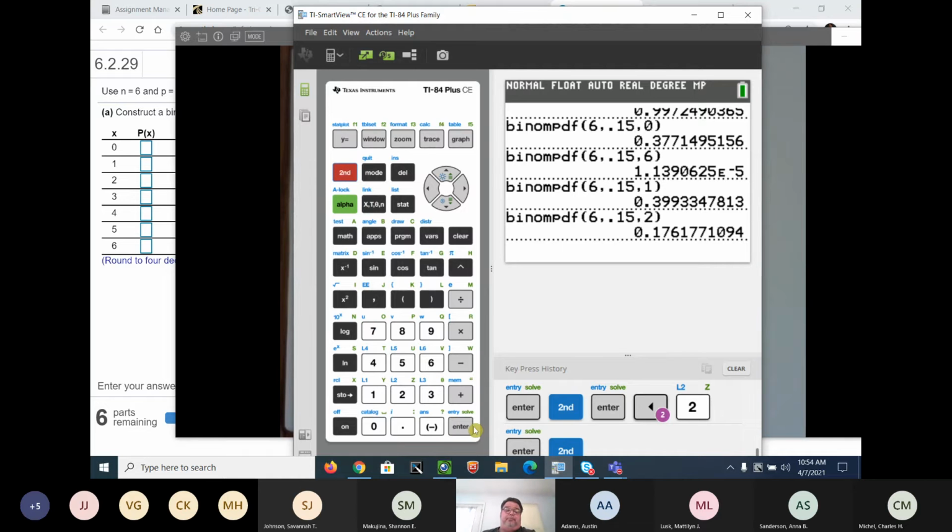Second, enter. Change it to a 3. 0.0415. Second, enter. Change that to a 4. 0.0055. And 5. Second, enter. 3 zeros and a 4. 0.0004. And look what we have now.